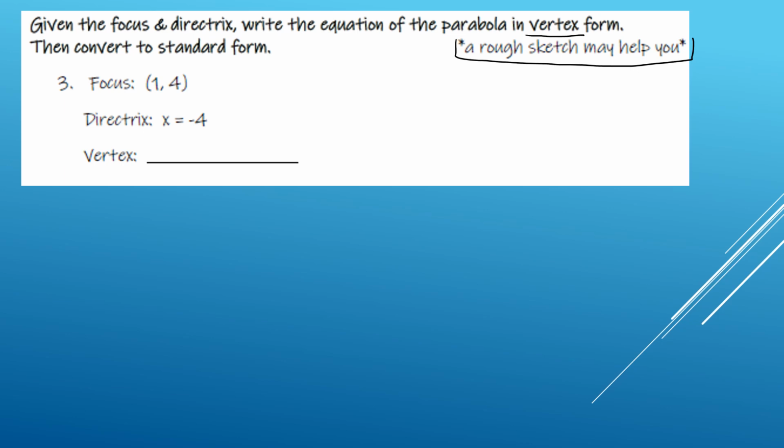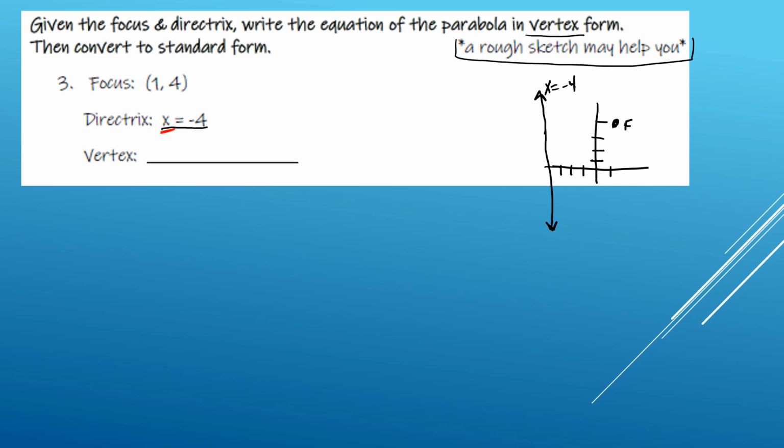All right, so we are given that the focus is the point (1, 4). So I'm just going to go ahead and roughly sketch the point (1, 4). There's my focus. Put a little F there. And that my directrix is at x equals -4, so I need to go to -4 on the x-axis and draw a vertical line, x equals -4. There we go.